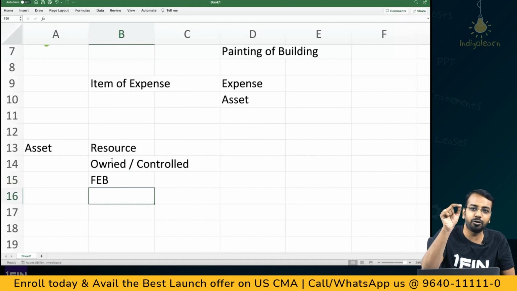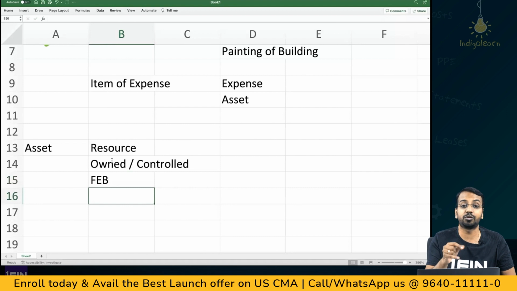So any item when you put it in the balance sheet as an asset, it has to be a resource, it has to be owned or controlled by the entity, it must give me future economic benefits. These are the three components which we must be careful about.